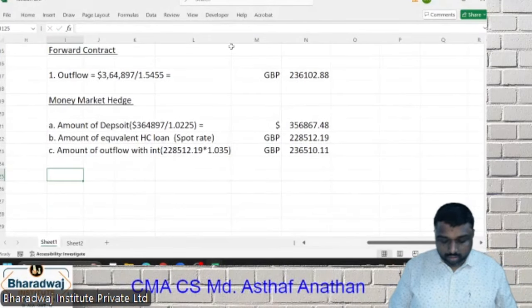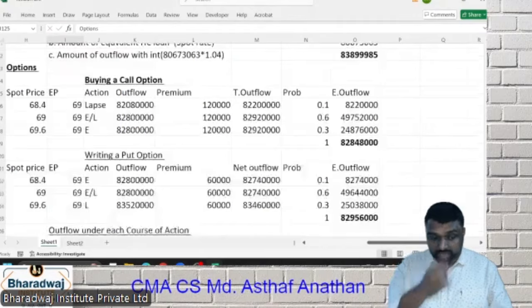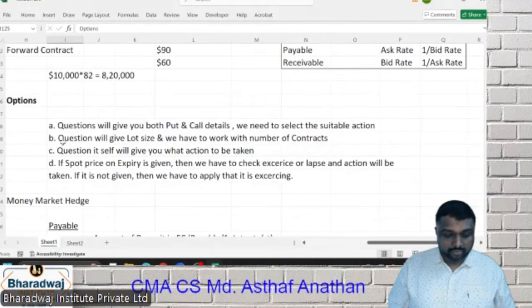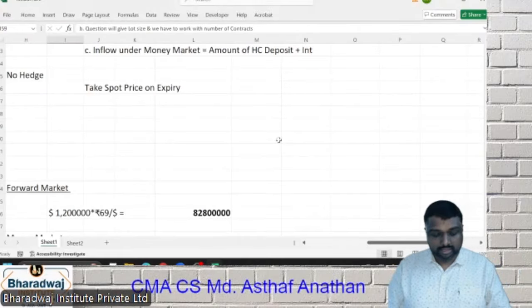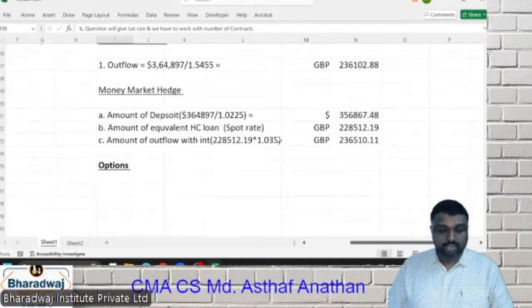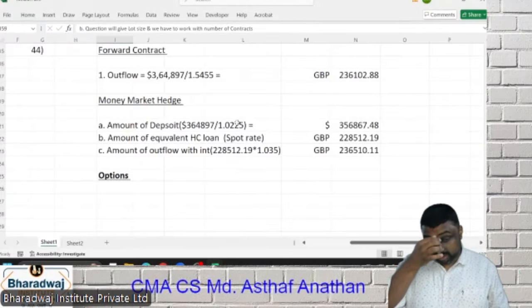Now we will go for options. Here comes the option. We are going with the case 3. What is the case 3, friends? Here the question will give us the number of contracts, and we have to work with that. See here, I don't want to take much time for you. So we'll go with the options. So what is the case, friends?